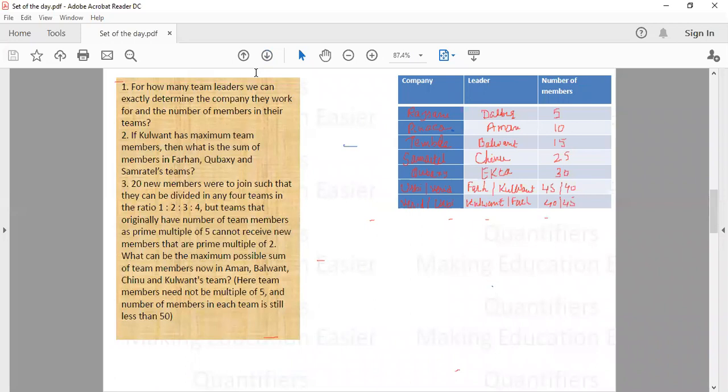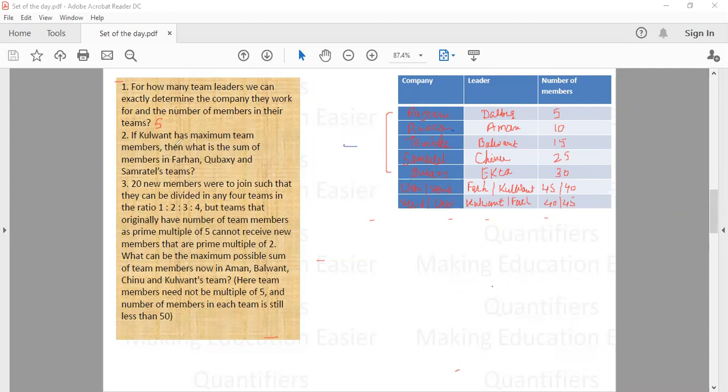So the first one says, for how many team leaders can we exactly determine the company they work for and the number of members in their teams? Obviously, we have the first 5 teams where we can definitely say who is the leader and how many members are working there. So the answer is 5, right? For the last 2 we do not have the concrete information.